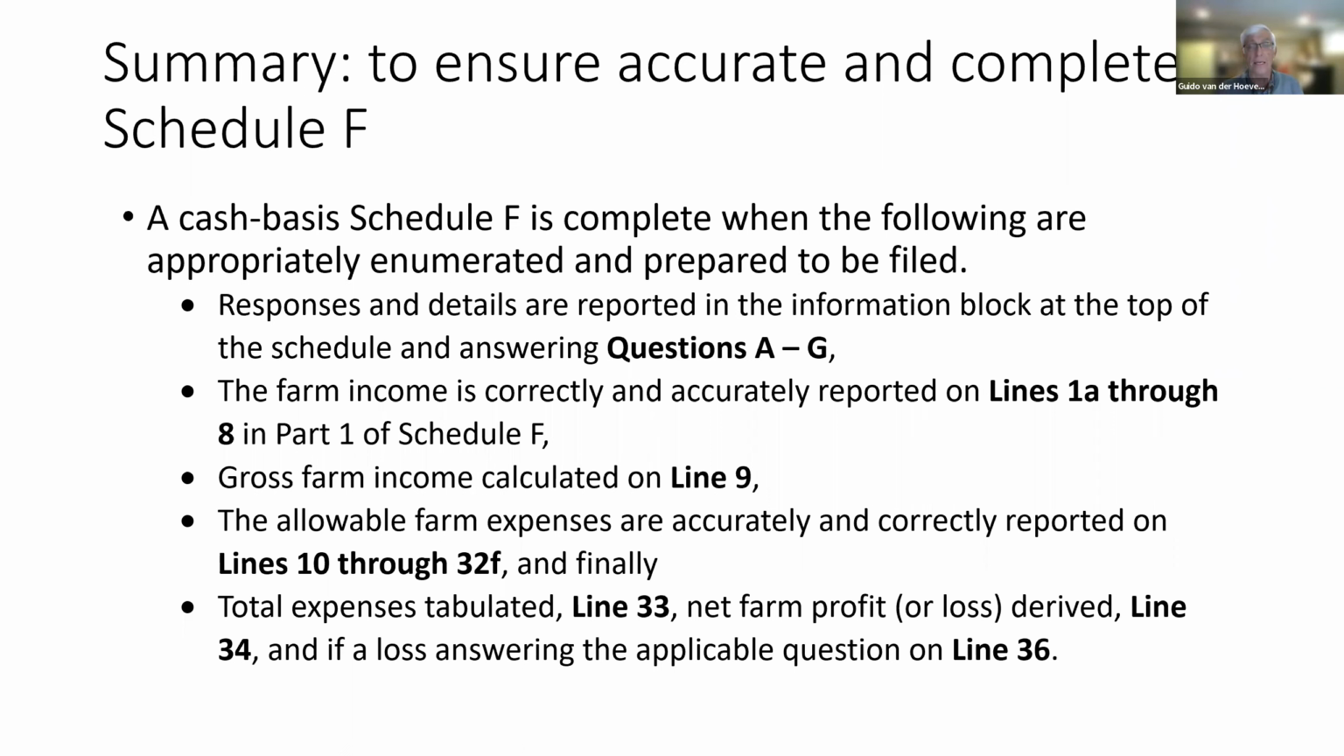Has it been correctly and accurately reported on lines 1A through line 8? And then do we have the correct number of gross farm income calculated on line 9? And then the allowable farm expenses are accurately and correctly reported on lines 10 through 32F.